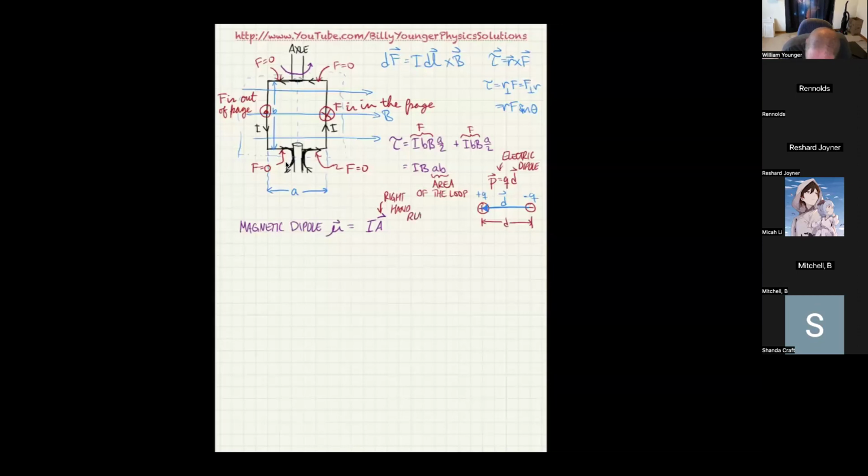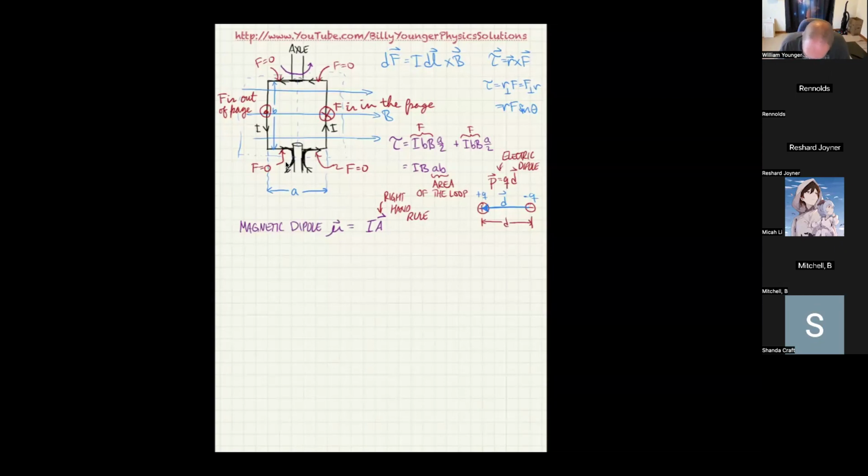Which means if you let your fingers curl around in the direction the current's going, like in this case, the current's going in a counterclockwise direction. So I would hold my hand like this, lay it on the screen, and my fingers would curl around the same direction as the current. My right thumb points out of the page. So the vector would point out of the page for this loop that I've drawn.